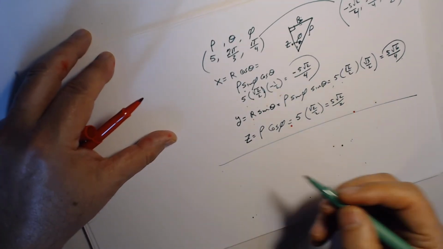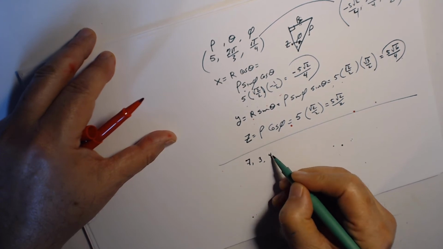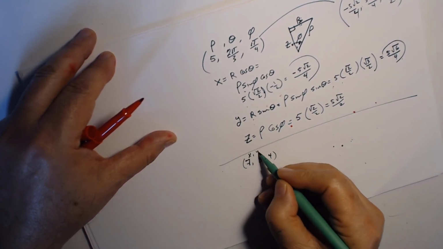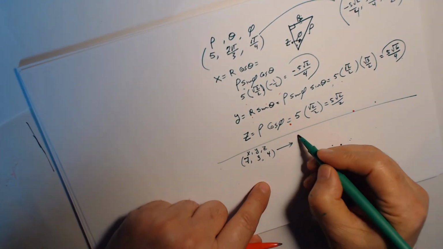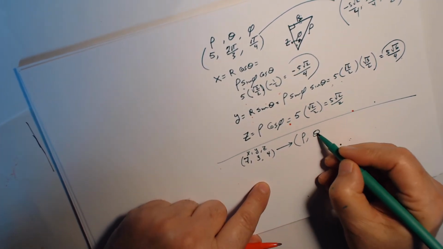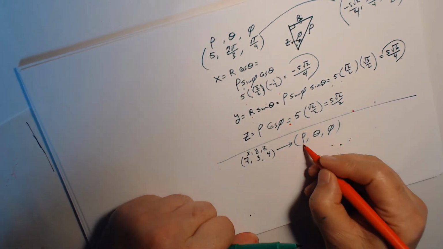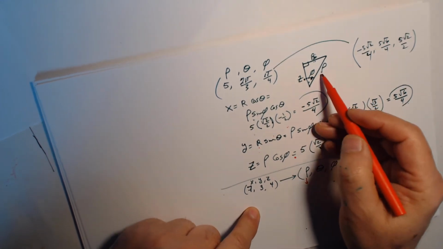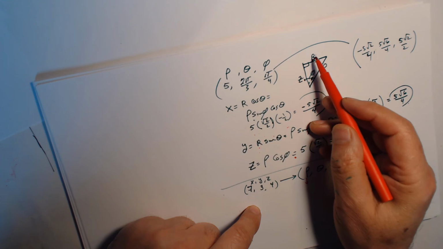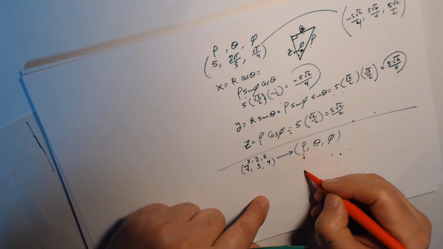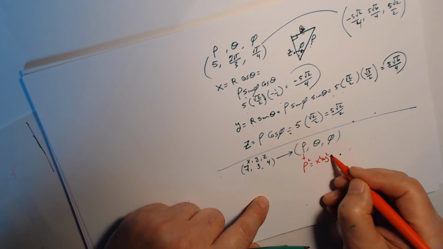But somebody said, how about if you give me 7, 3, and 4, this is x, y, and z, and change it to the spherical, to rho, theta, and phi. I said, very easy. Rho, look at this one right here, is z squared plus r squared. R squared is x squared plus y squared. Therefore, your rho squared is x squared plus y squared plus z squared.